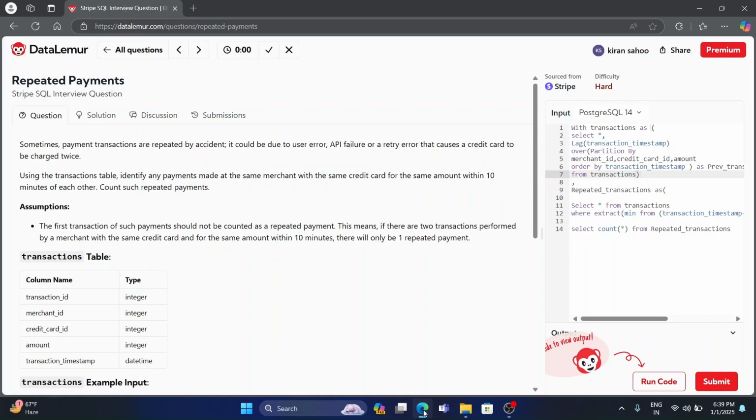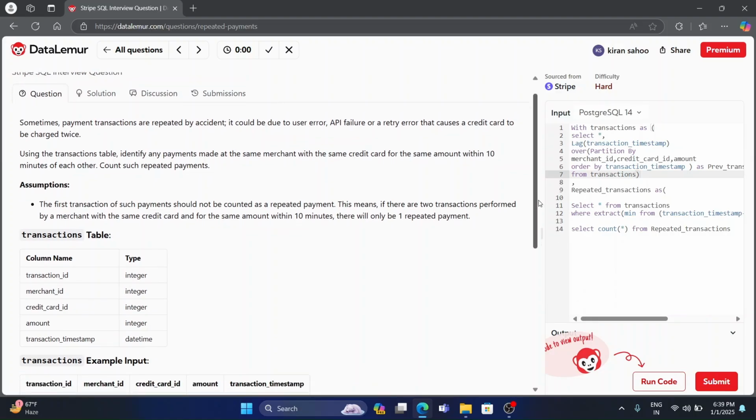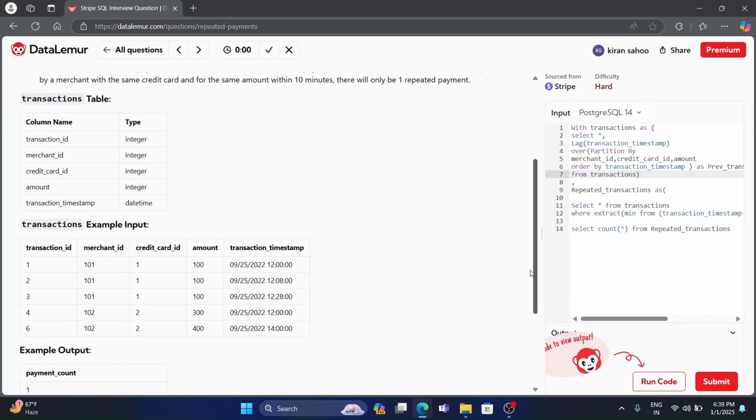Today we are going to look into the SQL problem where we can identify the repeated payment details. This question is available on Data Lemur. In the problem statement it was given that payment transactions are repeated by accident. It could be due to user error, API failure or a retry error that causes a credit card to be charged twice. Those details are available in the transaction table below.